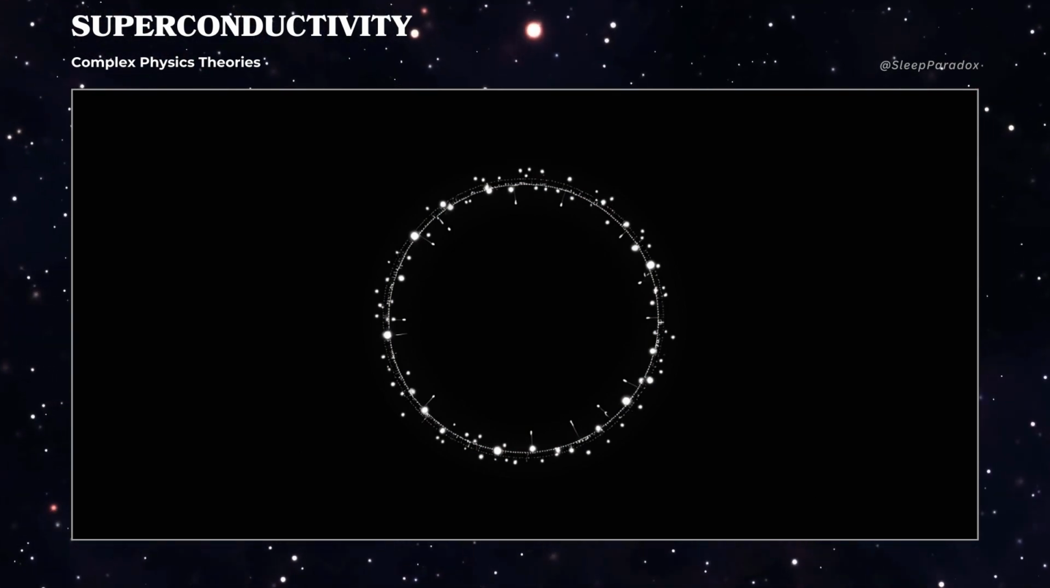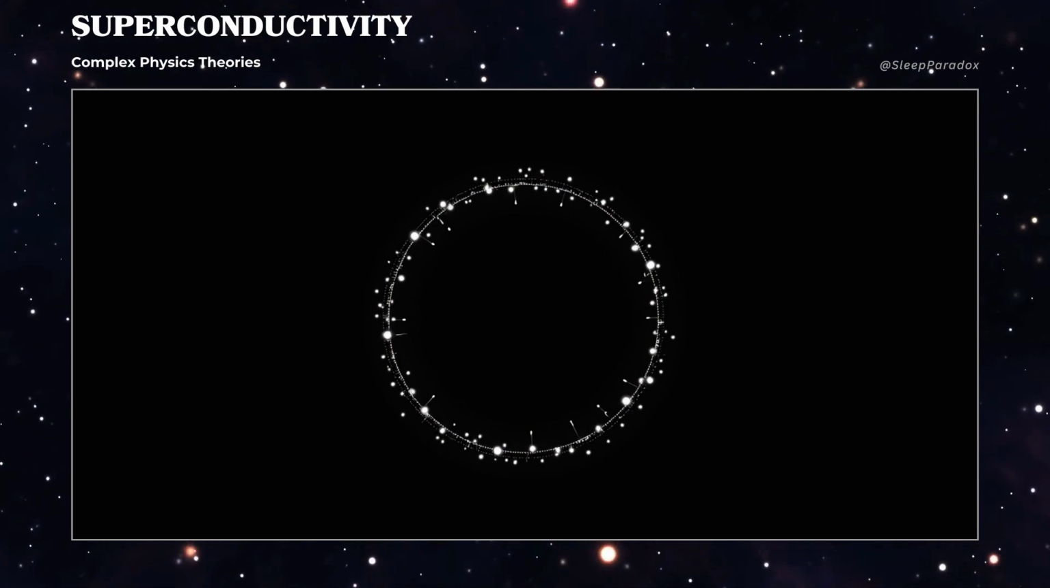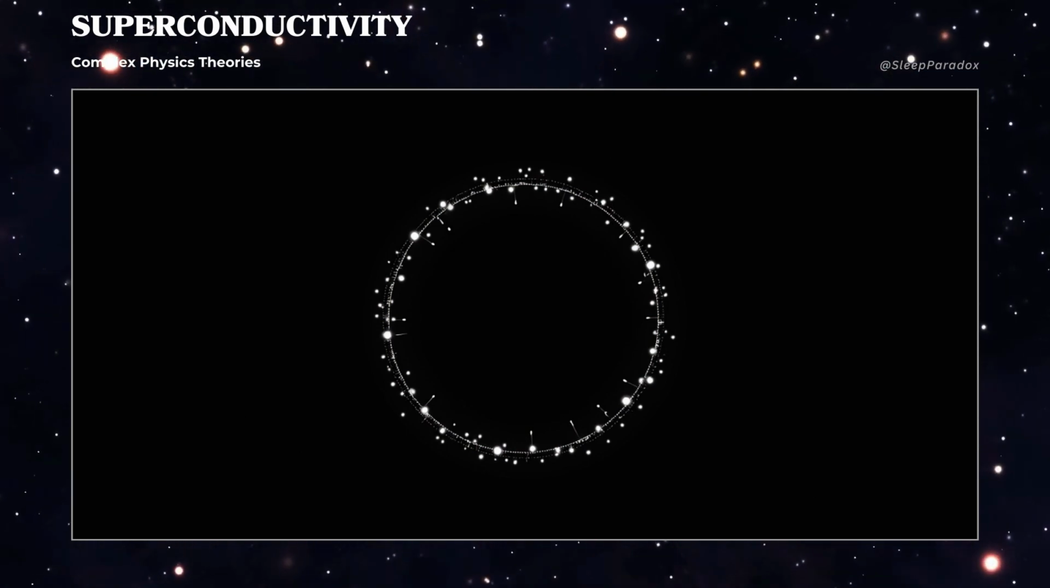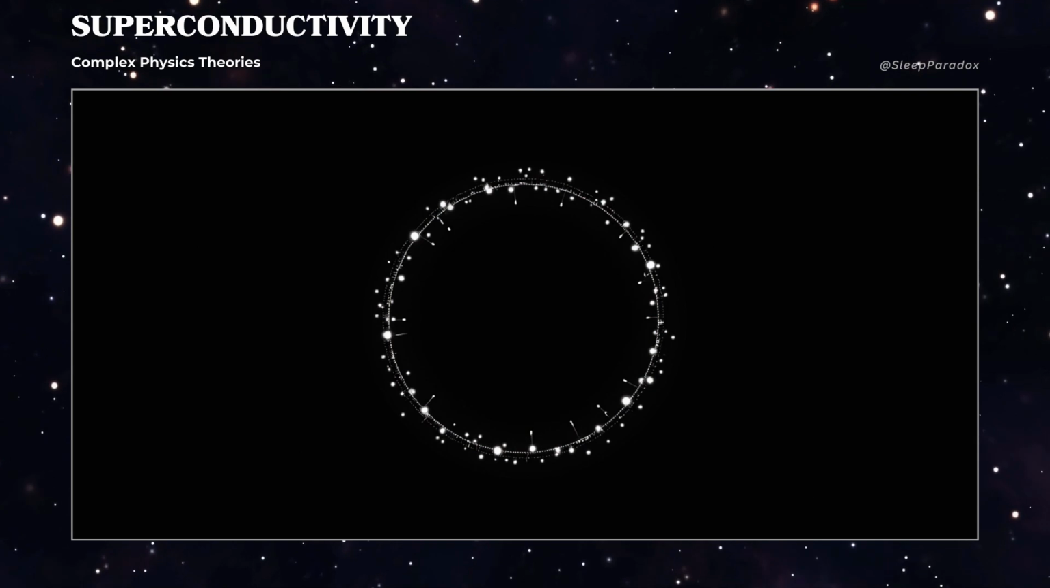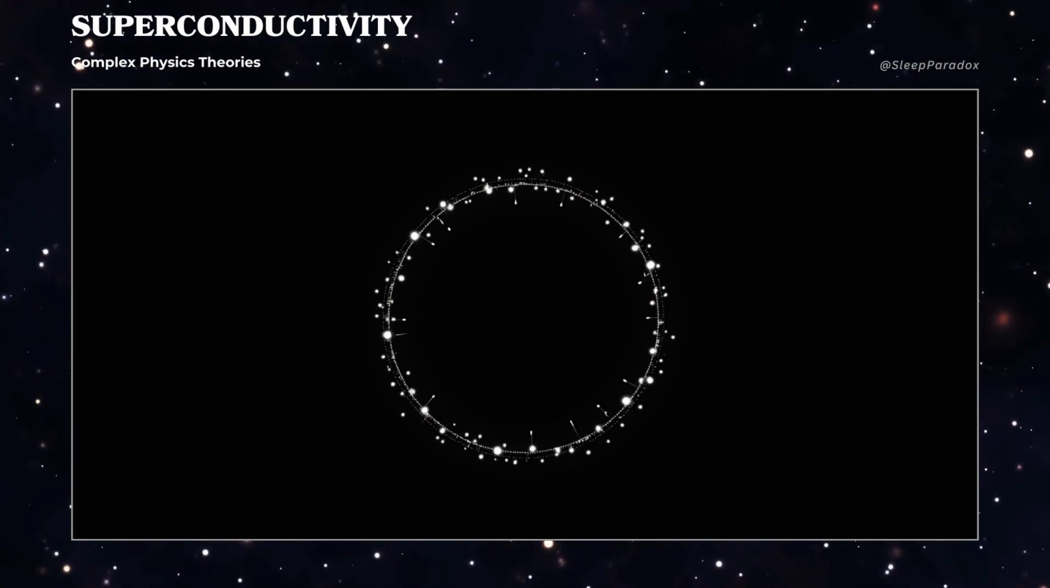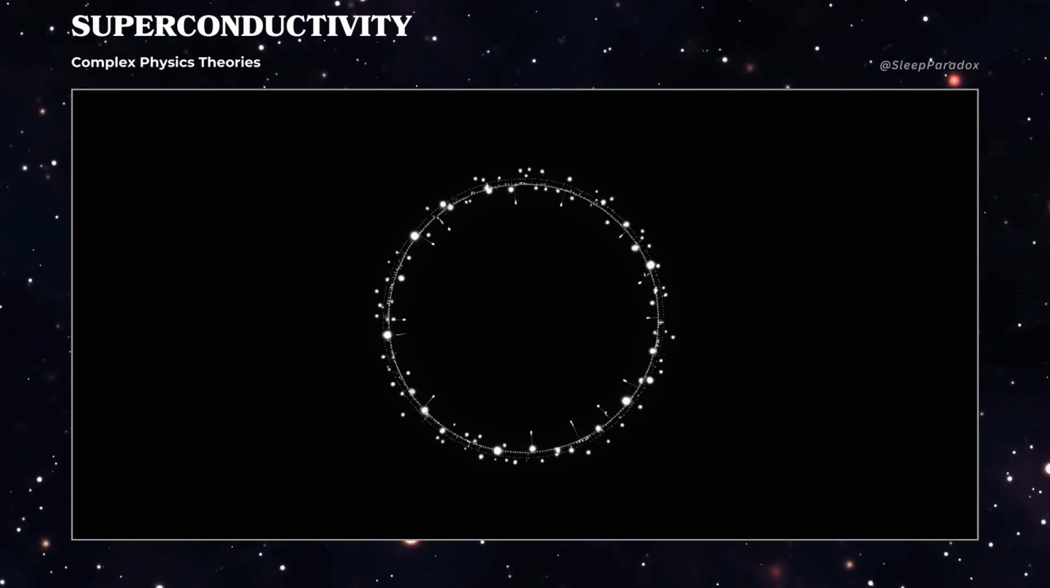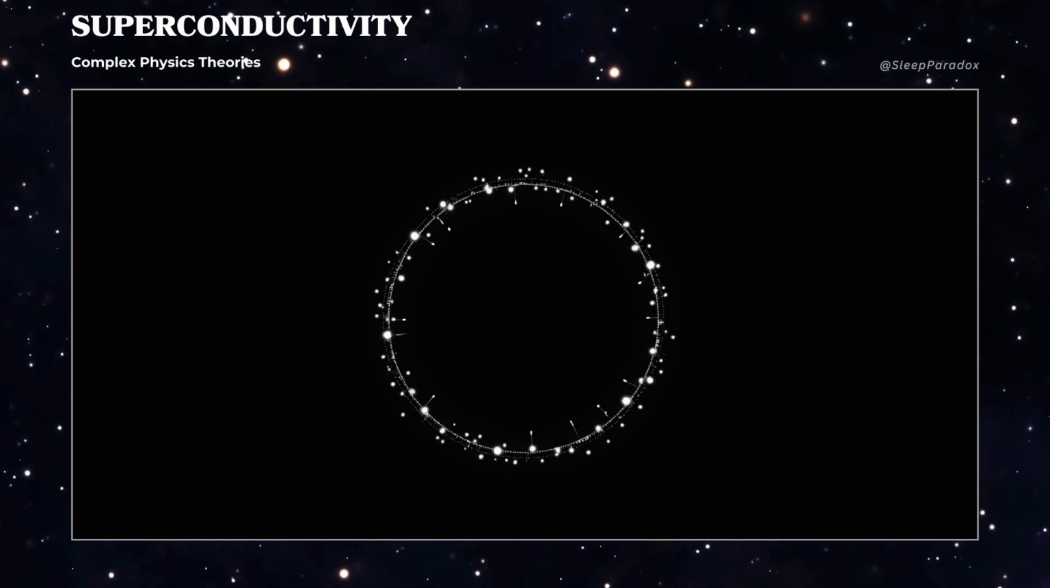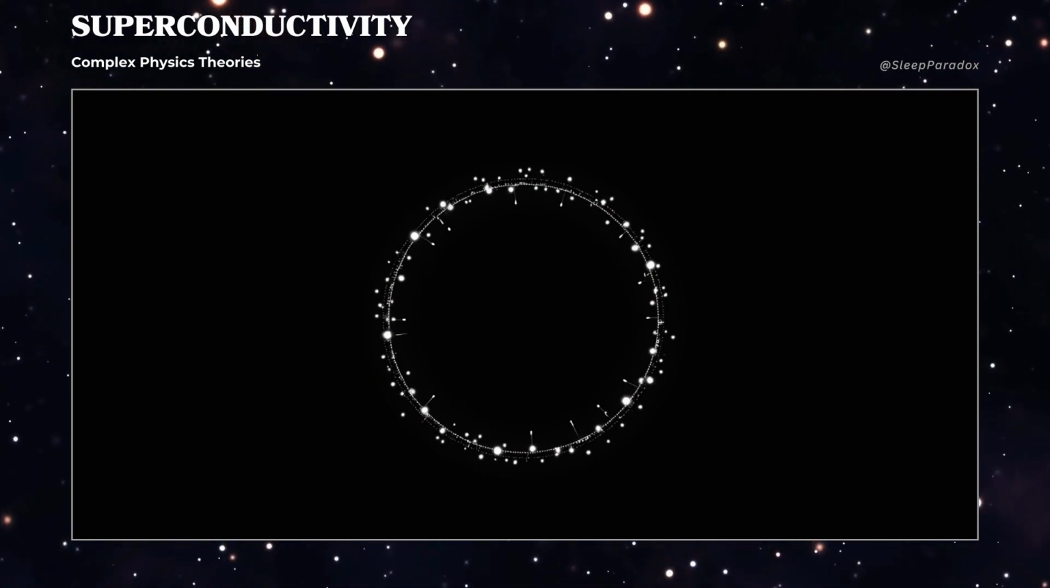It reminds us that nature, under the right conditions, can behave in ways that defy our everyday expectations. And in those rare and quiet corners of the coldest laboratories, electrons reveal a hidden order where energy flows forever without resistance.